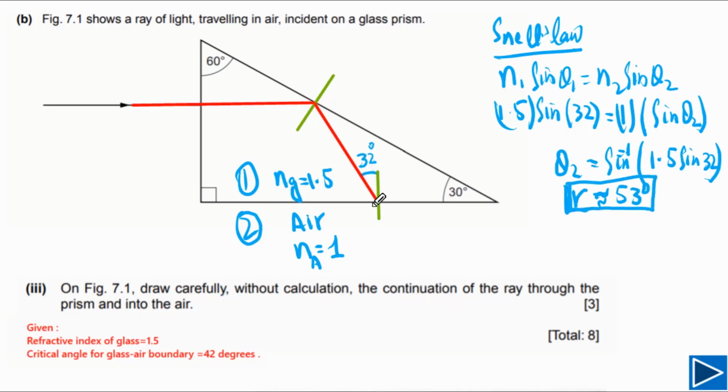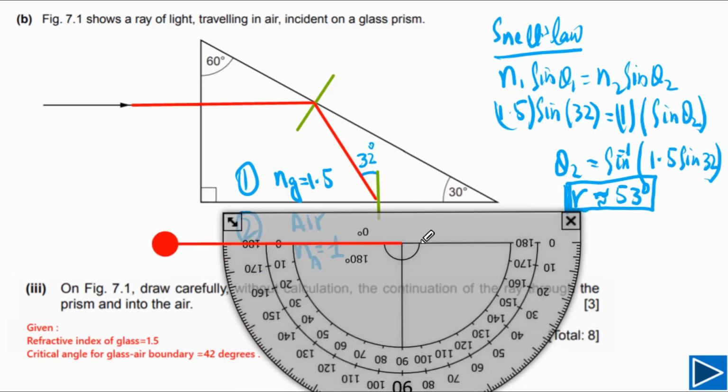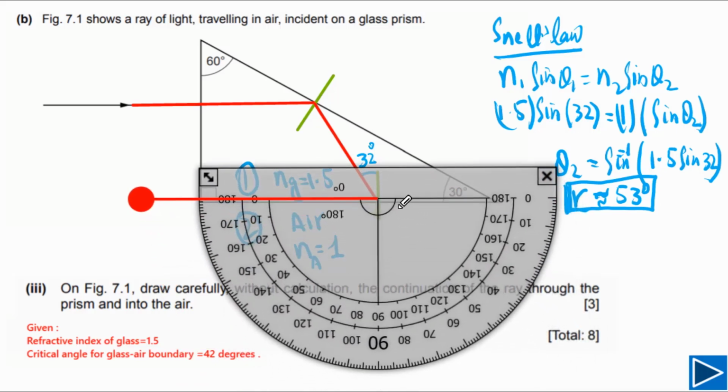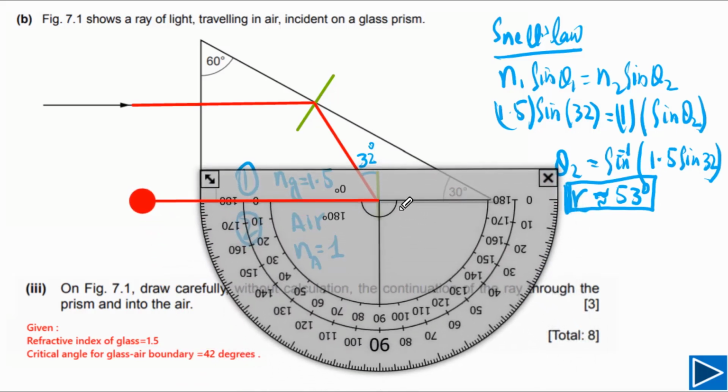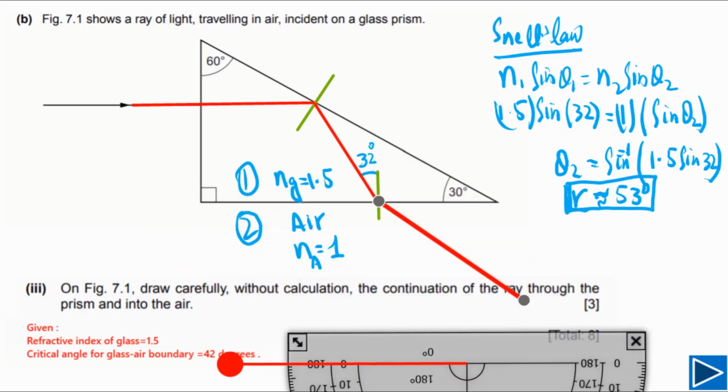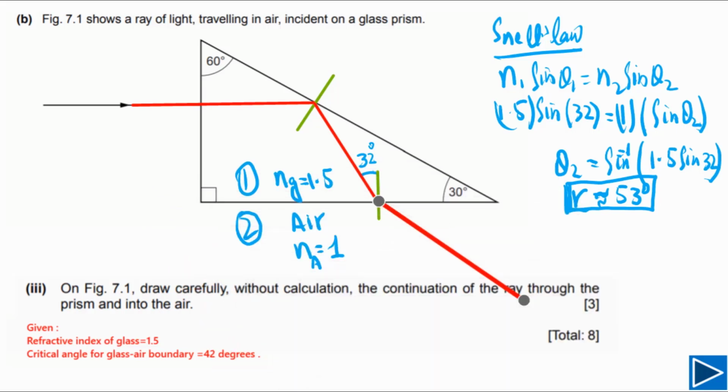Simply we need to draw the emergent ray at an angle of 53 degrees with this normal. So we need a protractor. Let me place our protractor here at this point. An angle of 53 degrees means about this. So this is our emergent ray, around 53 degrees. This is how we need to draw.